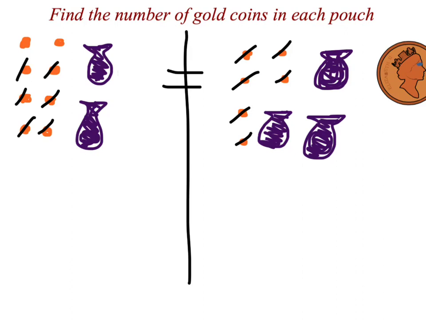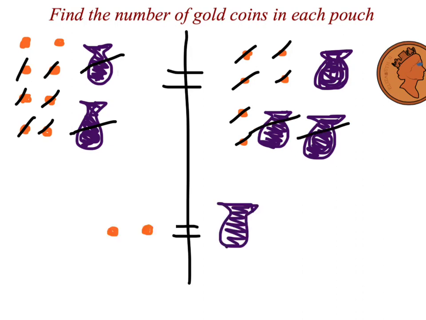So now what I'm going to do is cross off an even number of coin pouches on both sides. On my left is the fewer number, 1, 2. So I'm going to cross off 2 pouches on the right side. So I'm left with 1 purple coin pouch on the right side and 2 coins on the left side. Therefore, each pouch contains 2 gold coins.